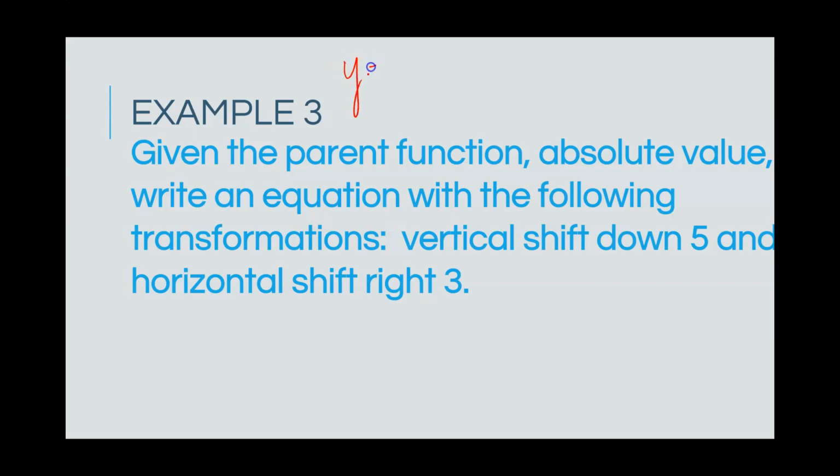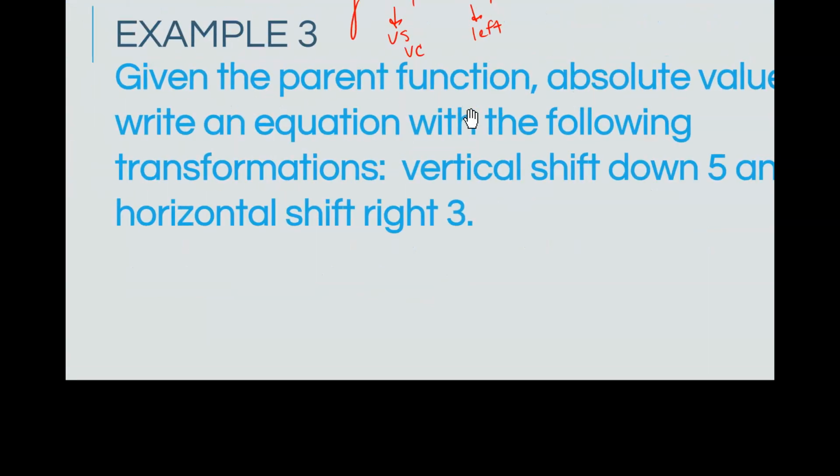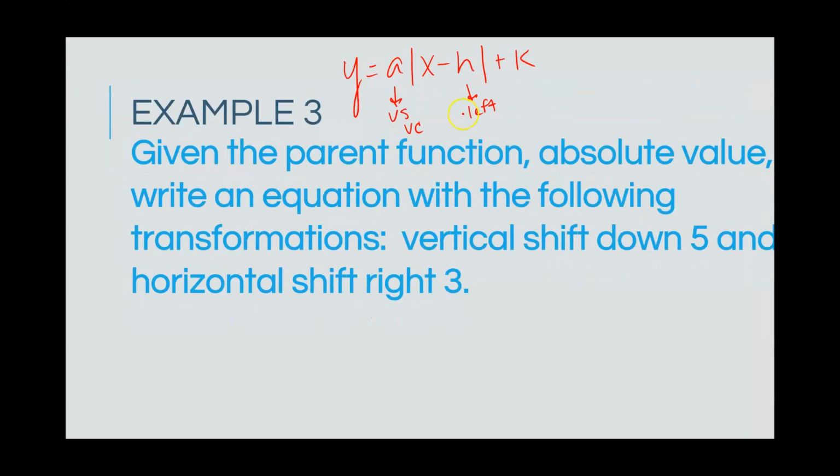vertex form, y equals a absolute value of x opposite h plus k. Your A is your vertical stretch and your vertical compression. H is your left or right, and left is positive and right is negative. And then your K is your up and down, and positive is up, negative is down. Oh, and if you have an x-axis reflect, that means you have a negative A.